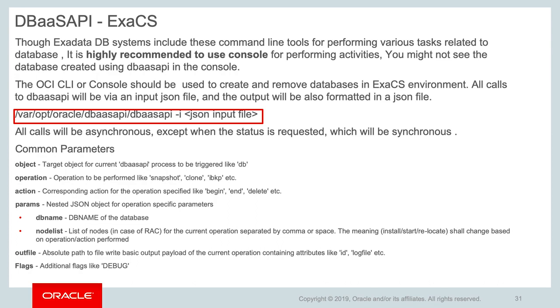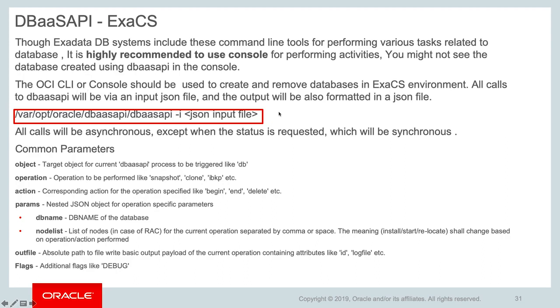But you might have certain use cases where you don't want to go to the console, and you want to create a database manually, and maybe for test and dev you don't care about cloud tooling for those databases. Then definitely you can use this tool. Thing you have to keep in mind, you might not see the database you create using dbaasapi in the console, but that might change. Also, if we are building some functionality going forward, it will be available in the console also, but at present we recommend using the OCI CLI or console for these activities.